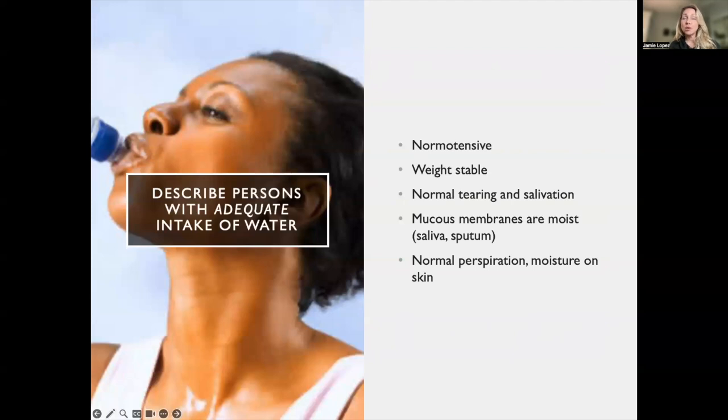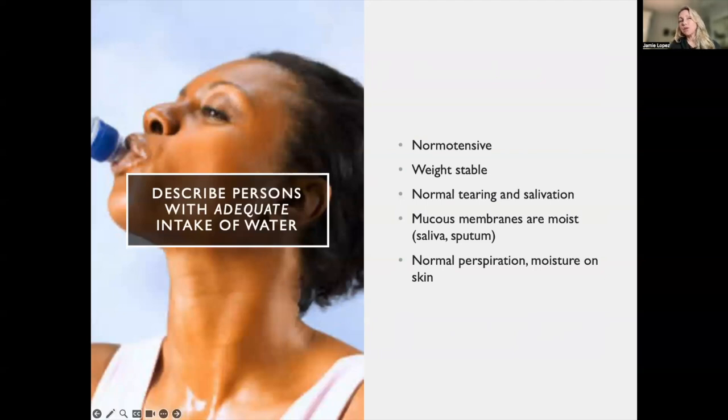We have normal vital signs. So our heart rate is within the 60-100 beats per minute. We have a stable weight. We have normal saliva and tearing. Mucous membranes are moist, and our normal perspiration or moisture on the skin.